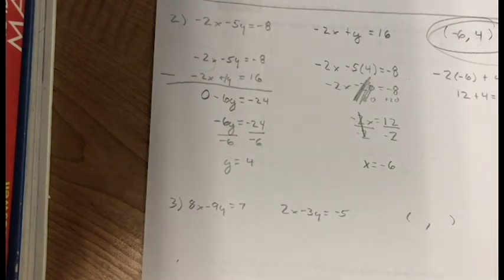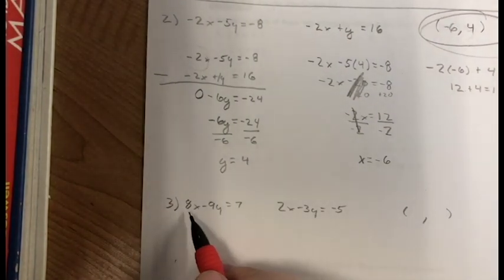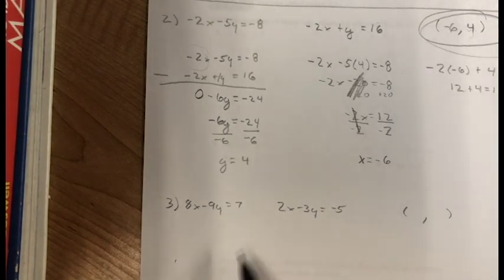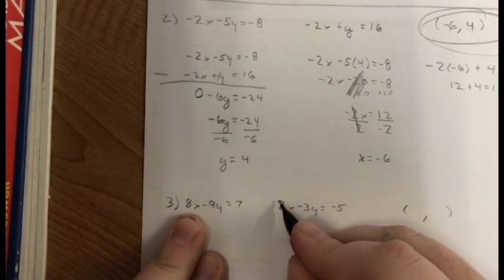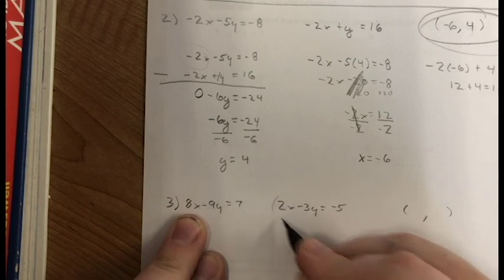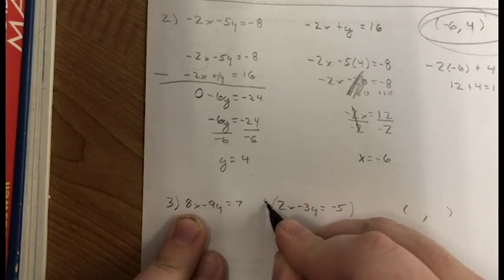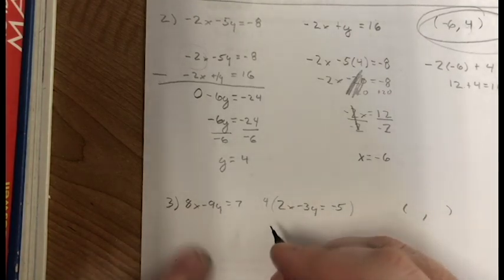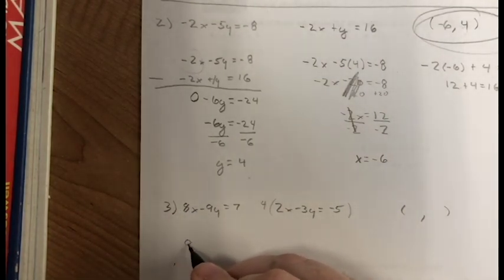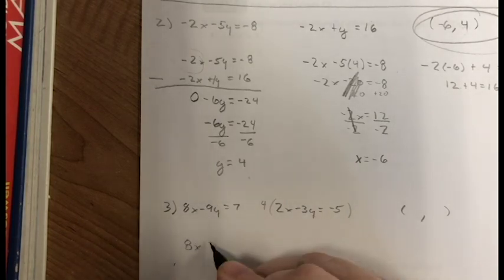So what I'm actually going to choose is I want to get my x's to be the same this time. So I have to ask myself, what number can I multiply 2 by to get 8? Well, I can multiply it by 4. And so when I do that, I'm going to multiply this entire equation by 4. Okay, so I'm going to write this down and we're going to do it all together. So I write my first equation.